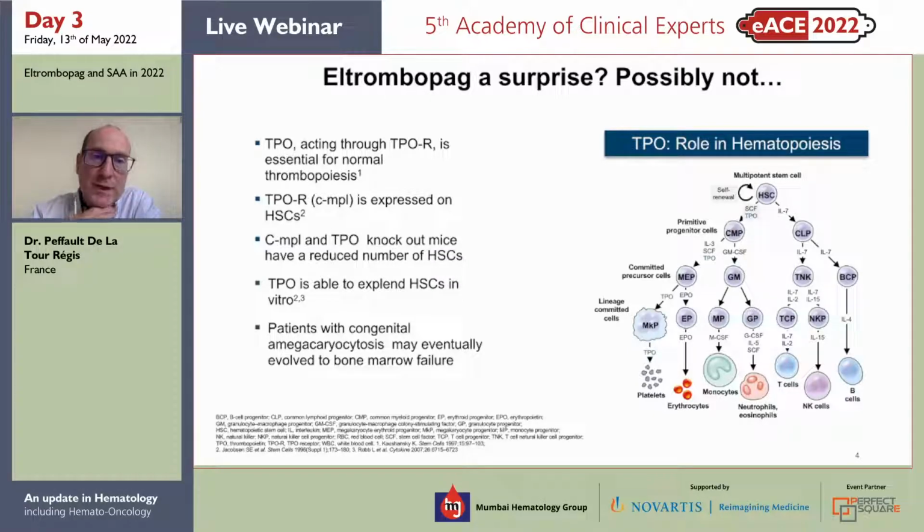interesting. First of all, we know that the TPO receptor is essential for thrombopoiesis. Then we know that the receptor is also expressed by stem cells. There was also some evidence coming from the mouse showing that knockout mice have a reduced number of hematopoietic stem cells. And finally, but not least, I would say that patients with congenital megakaryocytopenia present bone marrow failure.